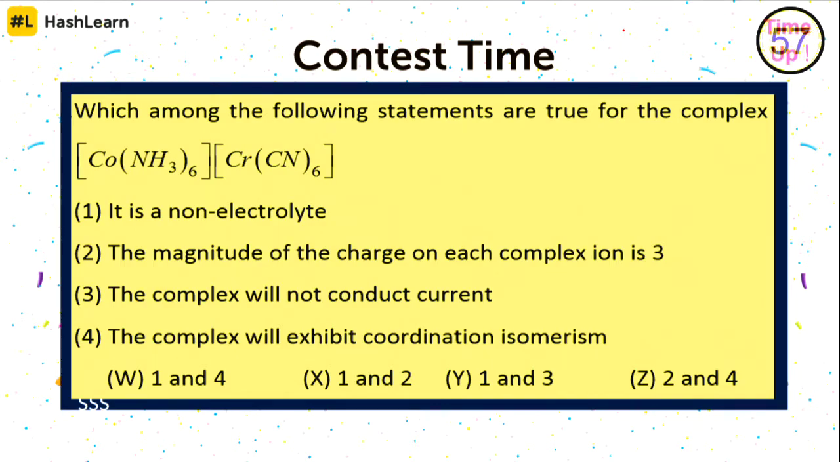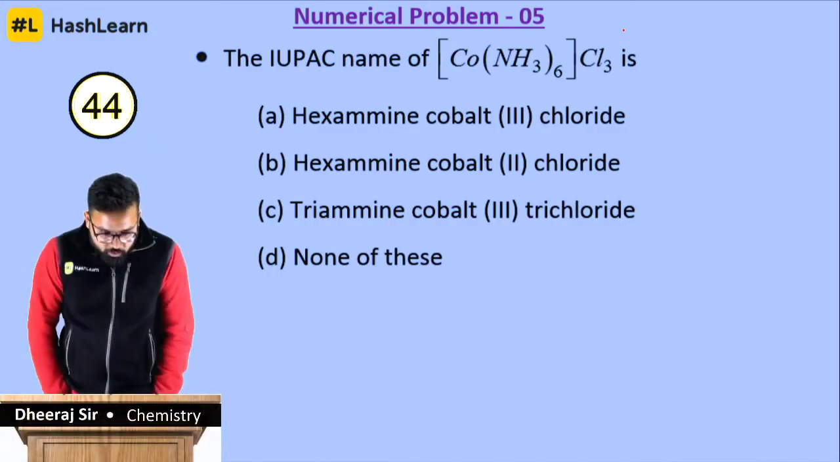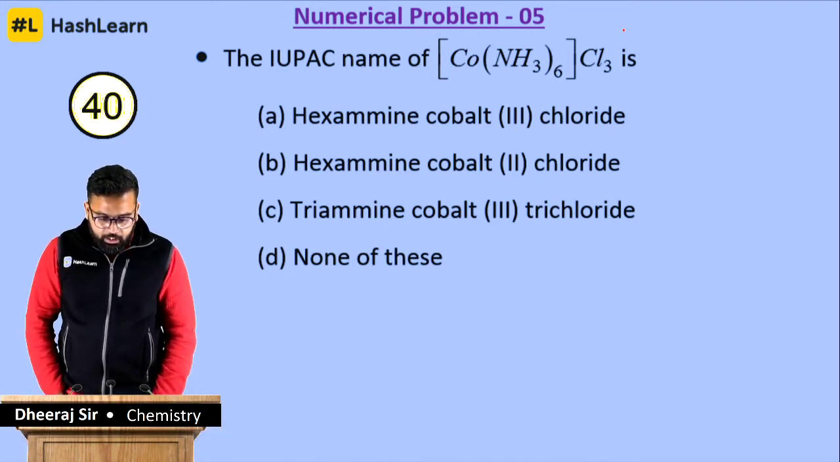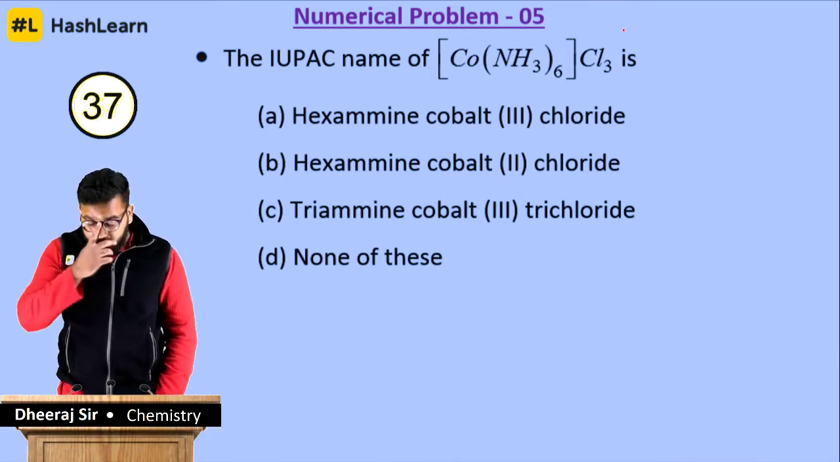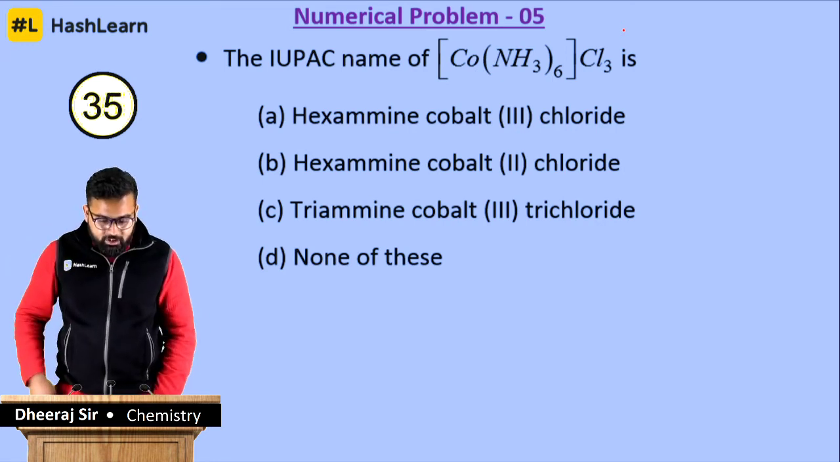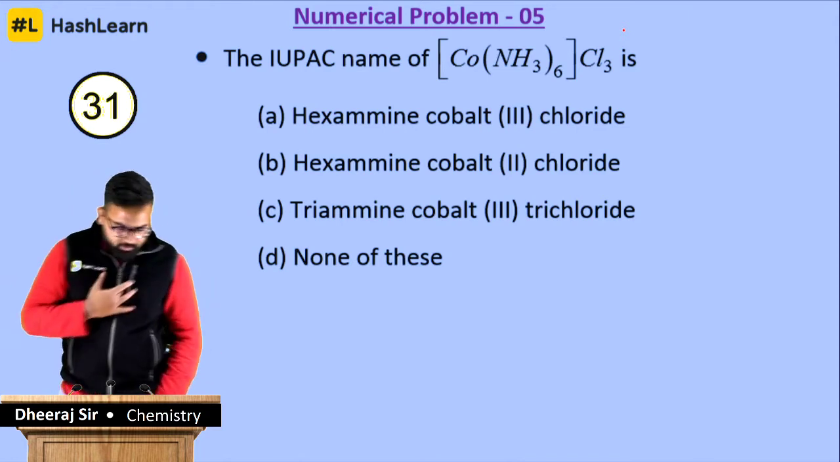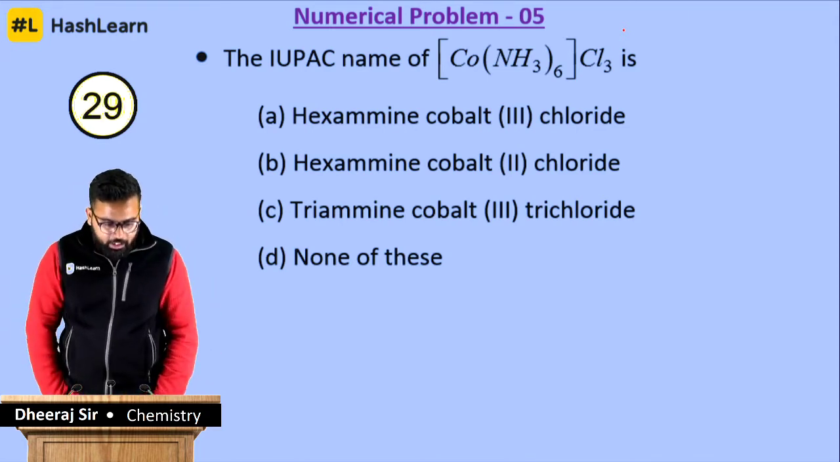Hope you guys have answered the question. Let us get going with the next question in continuation of this program. The IUPAC name of [Co(NH3)6]Cl3 is. Again, it's a pretty straightforward nomenclature based question. So let us have a detailed look at it.